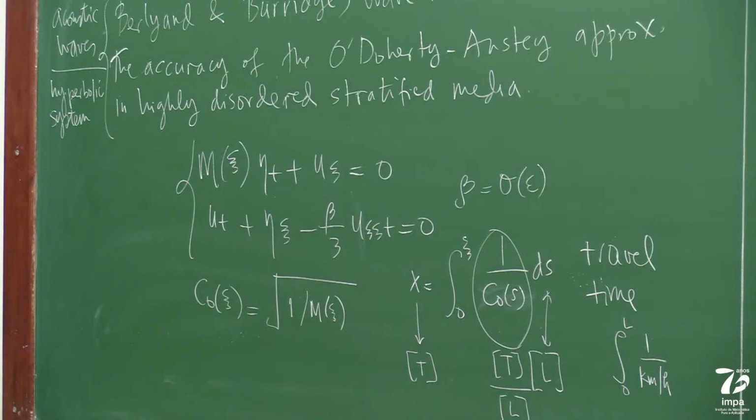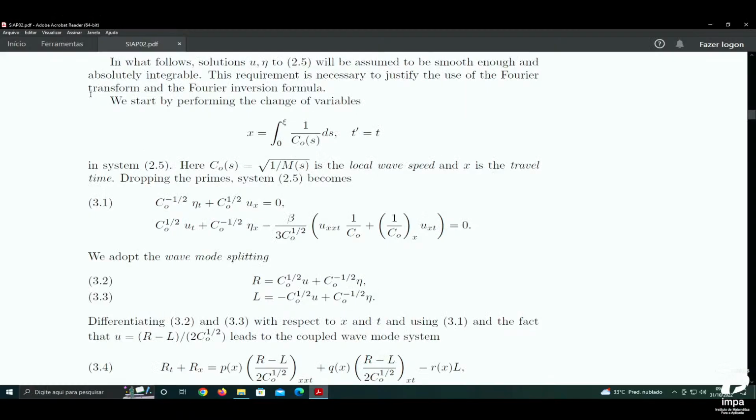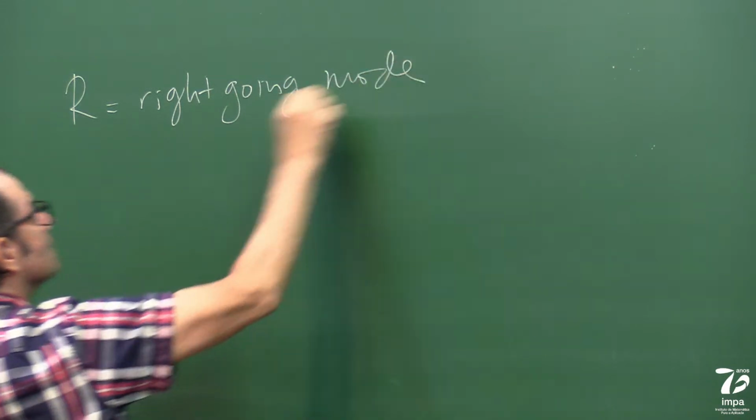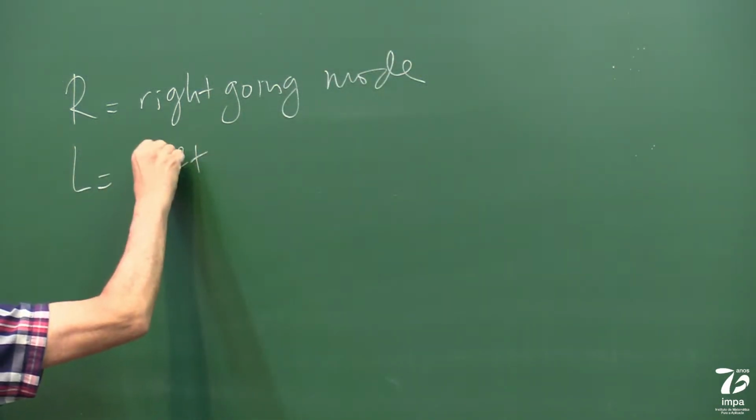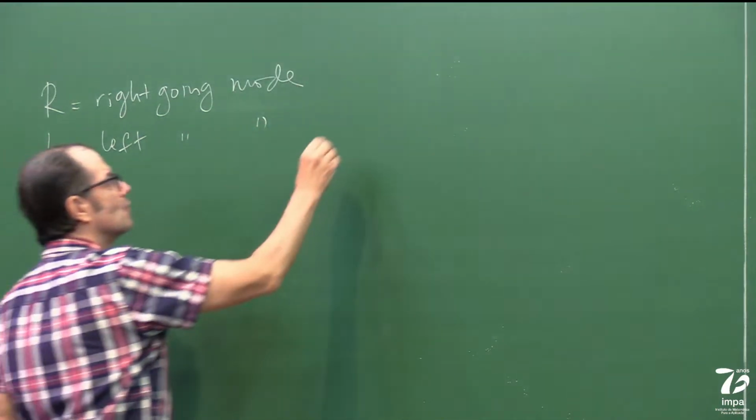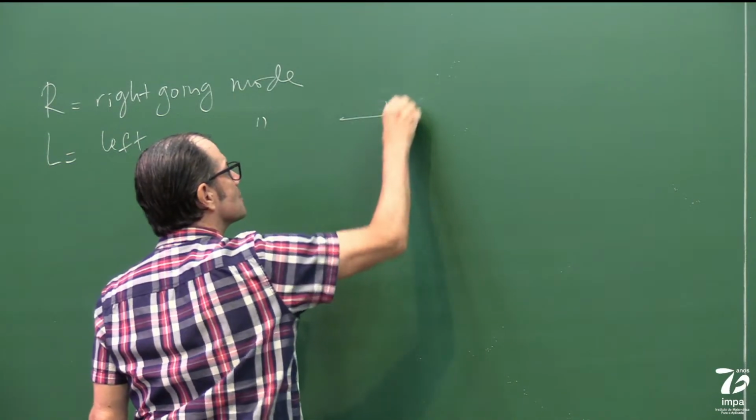Now, mathematically, this is a trick that was in the paper by Berlian and Burge. When you do this change of variables, you write your system, as you see in 3.1, in terms of travel time, which is x, and clock time, which is t. It looks like the system got a little more complicated. And then you do this change of variables where R means right-going mode, and L means left-going mode. Okay, so we have our topography. Let me put it just like this.